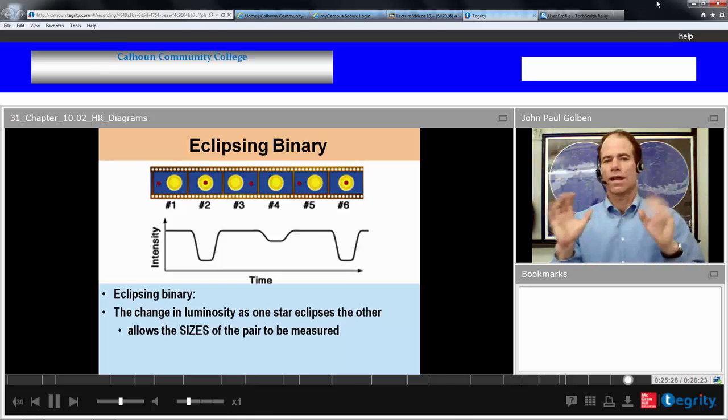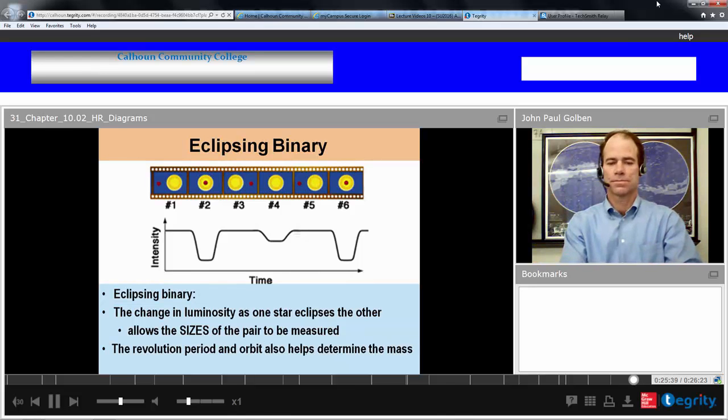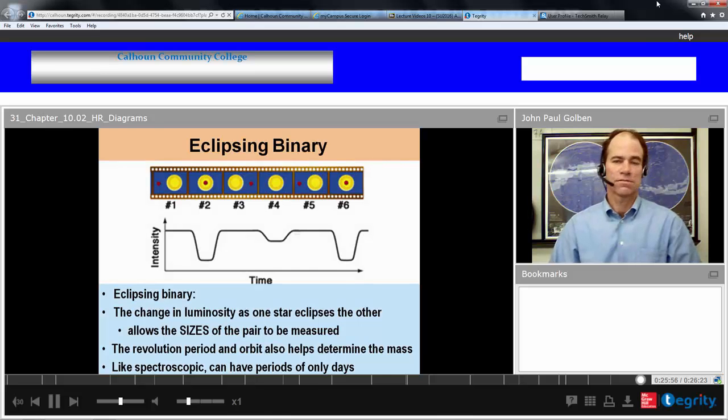So, looking at an eclipsing binary, we observe the change in intensity over time, and by evaluating the intensity, we can come up with some kind of measurement of the relative size of these two stars. The revolution period and the orbit will also help determine the mass of the binary system. Like a spectroscopic binary, an eclipsing binary could have periods of, say, only days. So you make this measurement over a period of days to make this calculation of the star sizes.